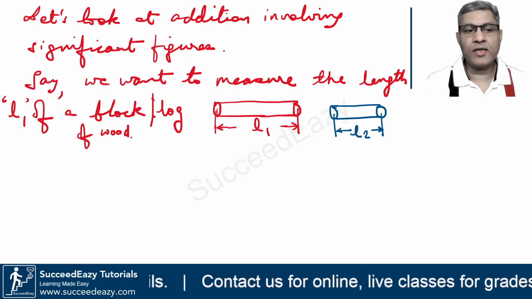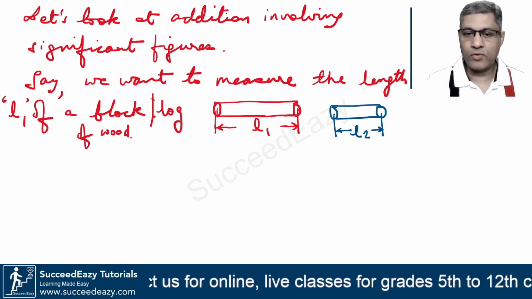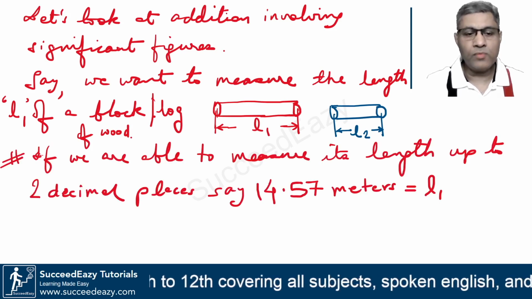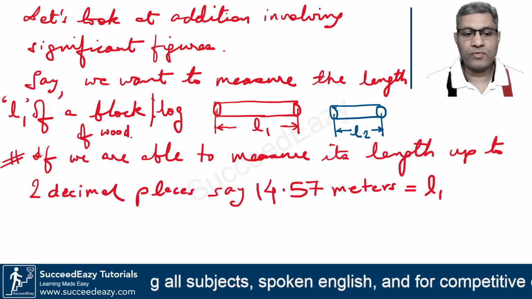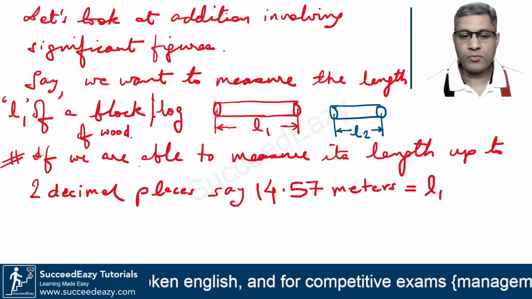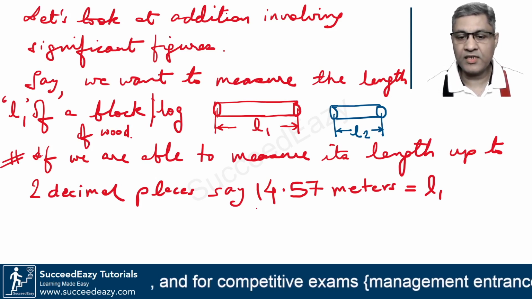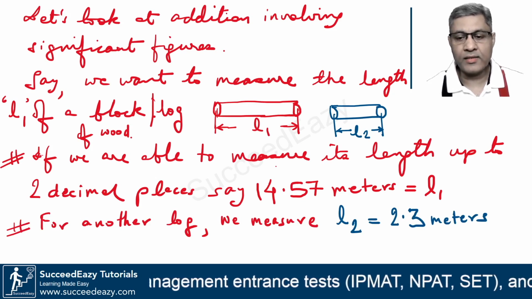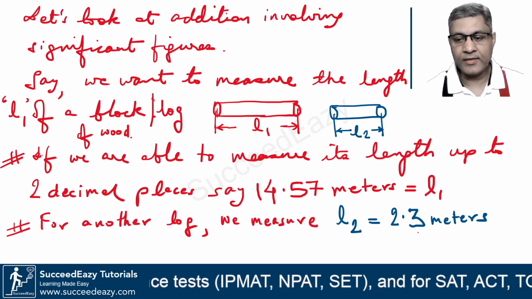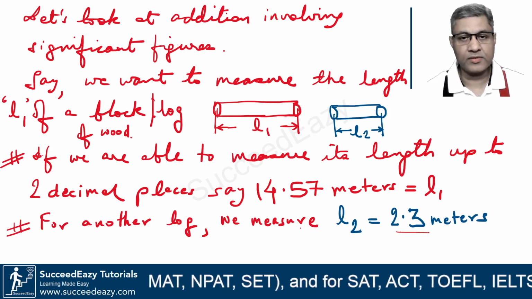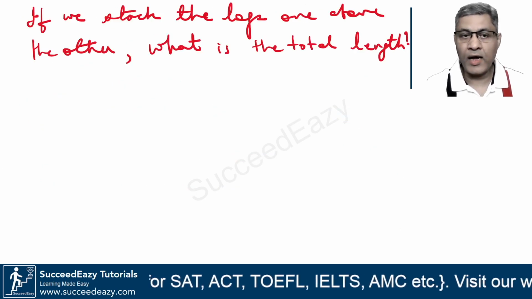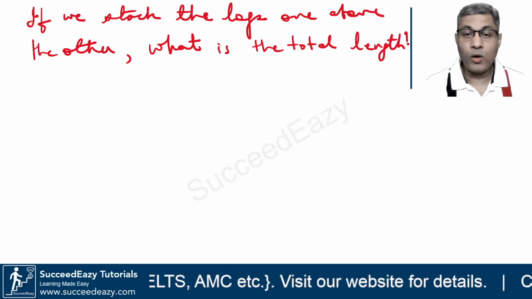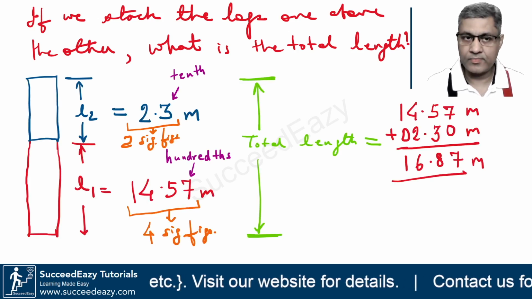Say we want to measure the length of a block or a log of wood. Let's say we begin with L1 as one log and L2 as another log. If we measure the length of L1 up to 2 decimal places, say 14.57 meters, and for another log we measure the length only up to the 10th digit, that is 2.3 meters. In that case, if we were to stack the logs one above the other, what is going to be the total length?